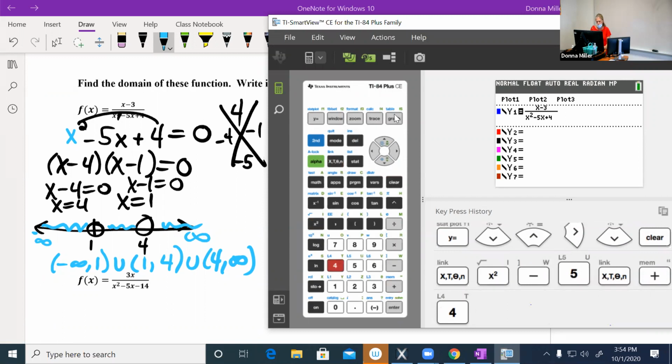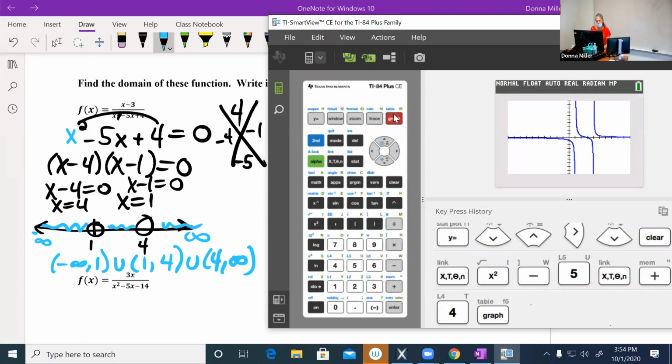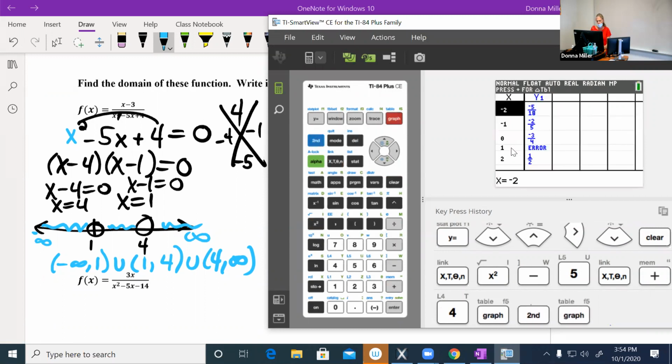So I can avoid the factoring by looking at the calculator. If you look at the graph, you can see it's got 2 places. Go to the table. See, I have an error at 1, and if I scroll down, I have another error. So these are my restricted values: x equals 1, x equals 4.